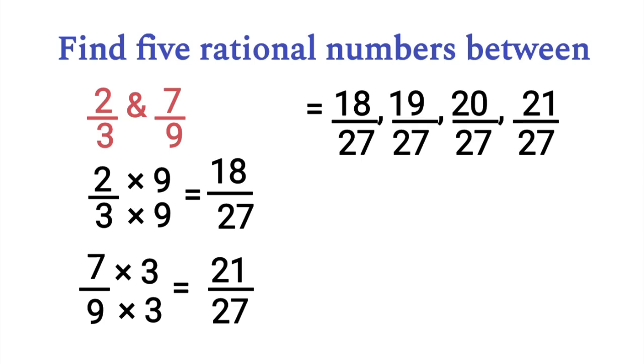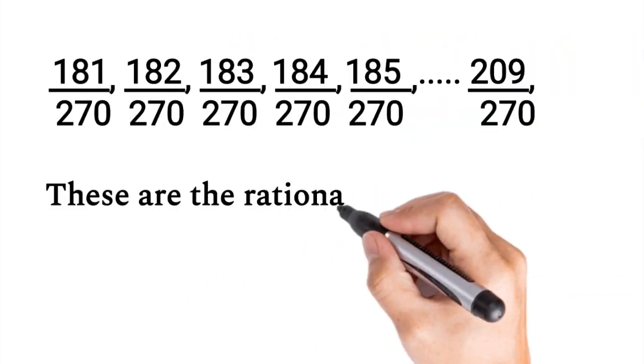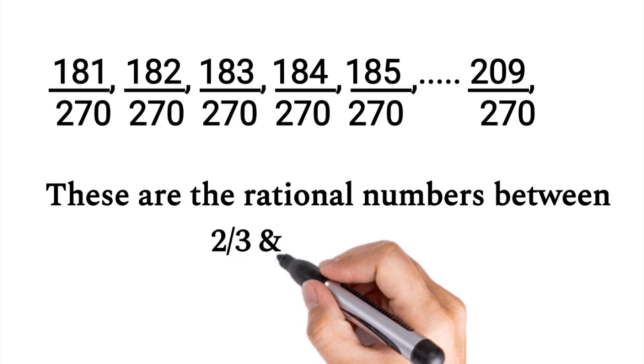To get more rational numbers, we have to multiply both the numbers by 10. Now we have more numbers between 180 and 210. So these are the rational numbers between 2/3 and 7/9.